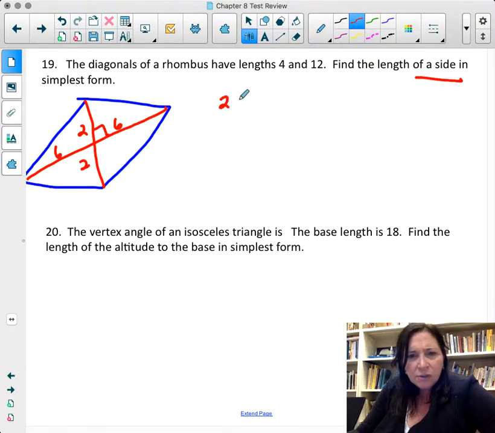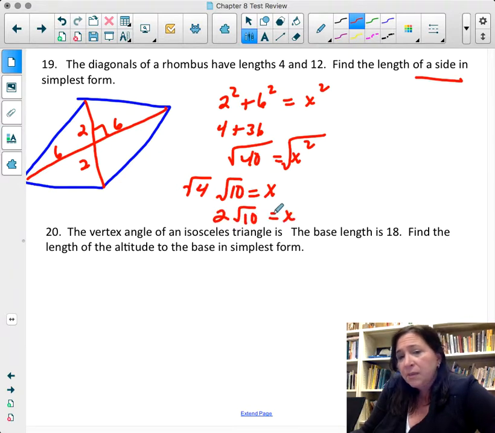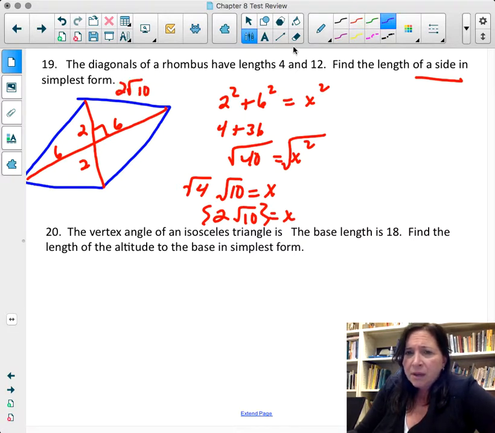So we're just going to go 2 squared plus 6 squared is equal to my hypotenuse squared. So 4 plus 36, which is 40, is equal to x squared. I'm going to square root both sides. I get x equals the square root of 40, which breaks down into 4 times 10, which is 2 root 10. One of my sides is 2 root 10, but you better be careful right here, okay?